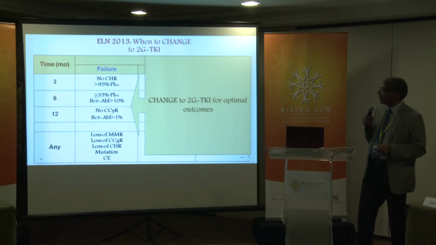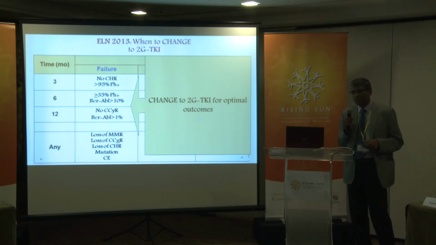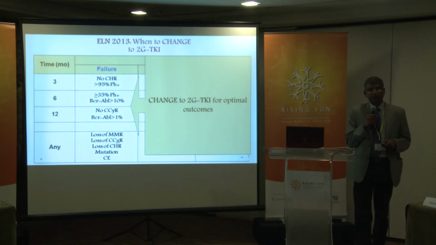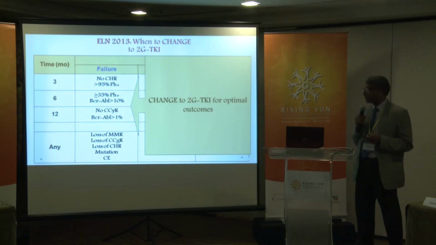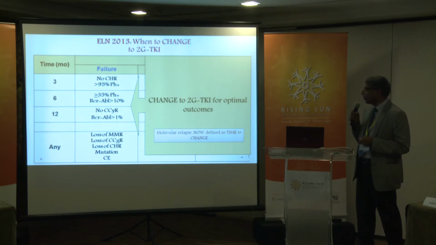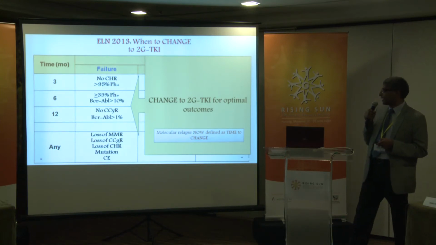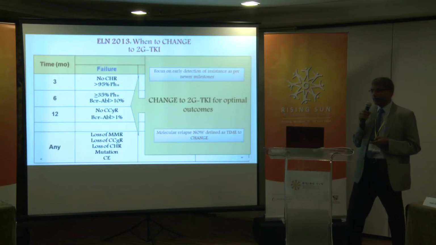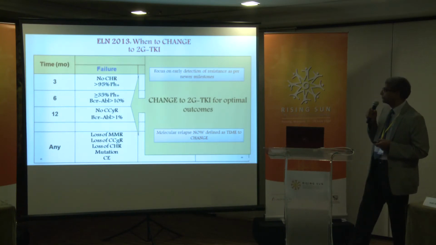If you have less than a major cytogenetic response, or no complete cytogenetic response, or a BCR-ABL transcript of greater than 1% at 12 months, they were all categorized as failure, warranting a change in therapy. So molecular relapse is now defined as a time to change, and also a focus on early detection of resistance as per the new milestones was one of the essences of the ELN 2013.